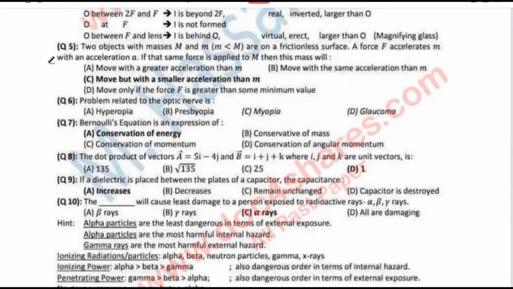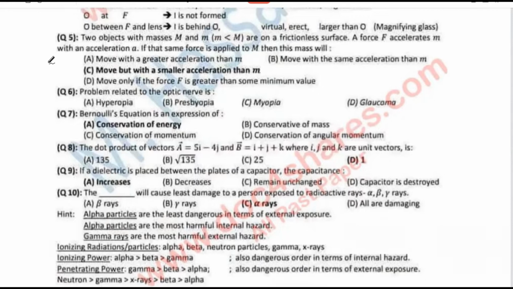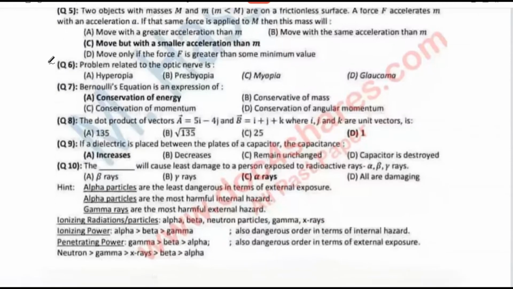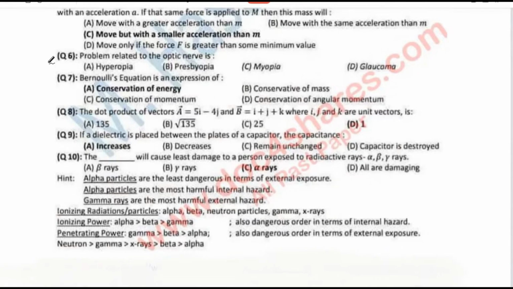Next question is question number 7. Bernoulli's equation is an expression of conservation of energy, conservation of mass, conservation of momentum, conservation of angular momentum. So the answer is conservation of energy. Question number 8: the dot product of vectors A equal to 5i minus 4j and B equal to i plus j plus k, where i, j, and k are unit vectors, is. So the answer is D, option 1.